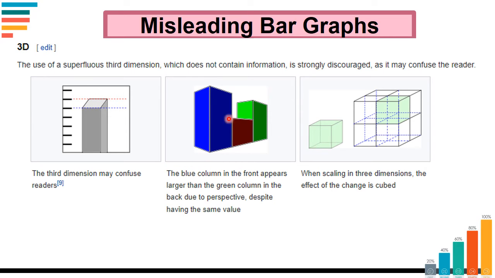On the other hand, having a 3D bar graph that is very extreme in rotating the figures would cause misleading on the first perspective. So the blue column in the front appears larger than the green column, okay, due to the perspective. But if we look upon the line here, they have the same value, okay.